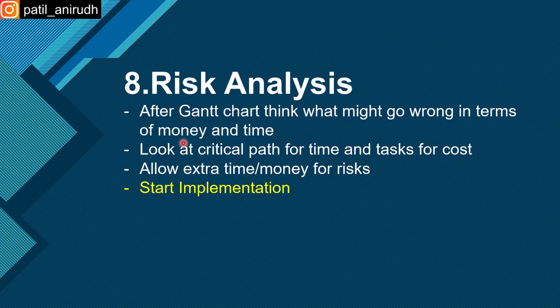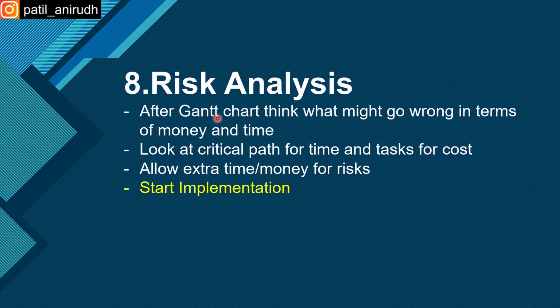Next is risk analysis. So after the Gantt chart, think about what might go wrong in terms of money and time, okay. So this is like stipulating the worst case time scenario. Look at the critical path for time and tasks for cost. Basically, the critical path gives us how much time you might need, and tasks give us how much cost is needed, okay. Allow extra time or money for risks, okay, and start implementation.